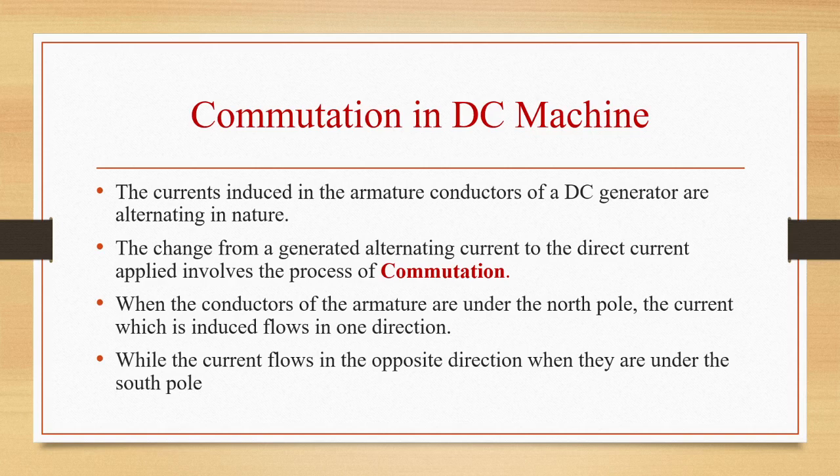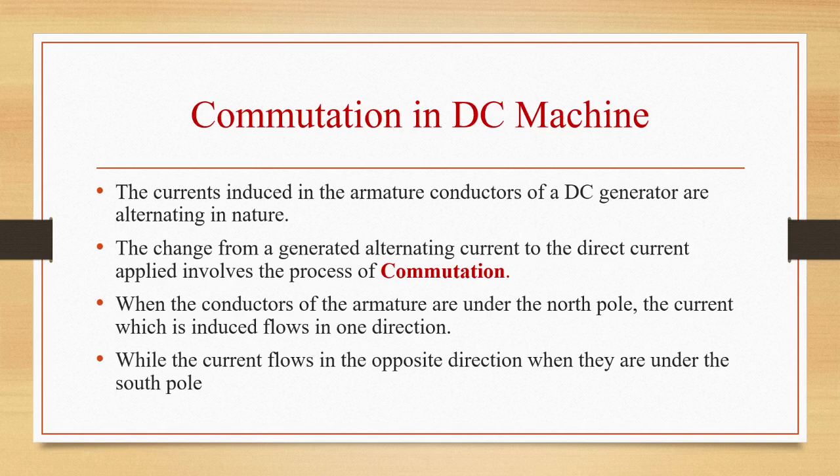When the conductors of armature are under the north pole, current which is induced will flow in one direction, and current flows in the opposite direction when they are under the south pole. So when the armature conductors are under north pole, whatever current is induced will flow in one direction, say positive direction. Now, when the conductors are under the influence of south pole, current will flow in the opposite direction, the negative direction.